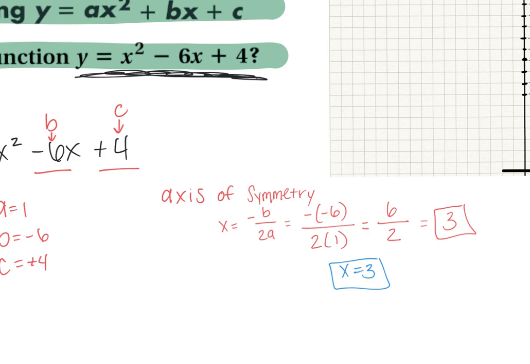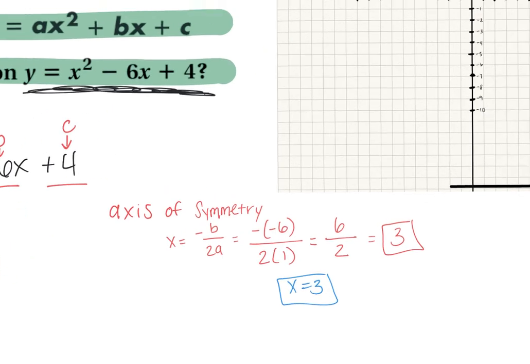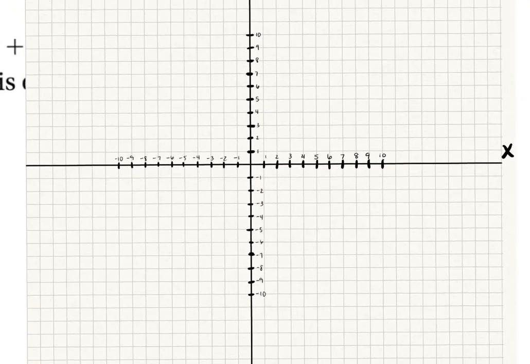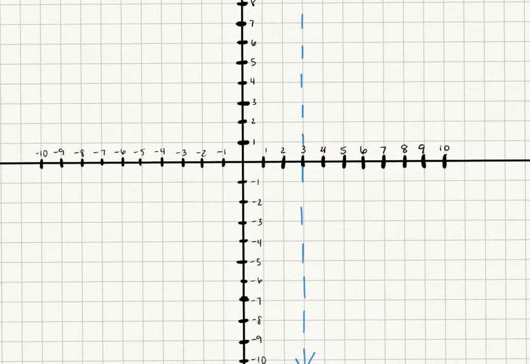So I need you guys to draw a graph because we're going to start graphing this. X equals 3, so my axis of symmetry, I'm going to find 3 on my x-axis, and I'm going to draw a dotted line all the way down. That is my axis of symmetry. At x equals 3, I'm drawing a dotted line all the way down.